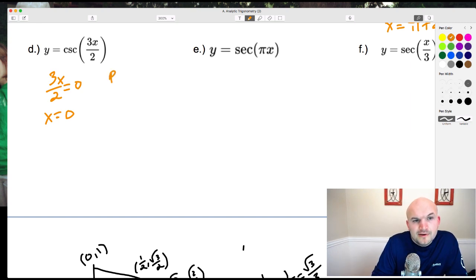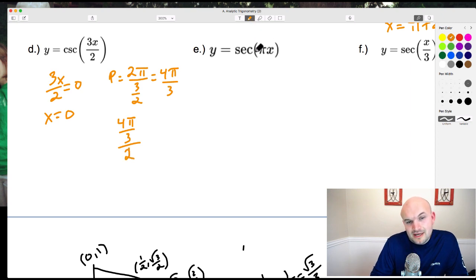So the period is 2 pi divided by b, which in this case, b is 3/2. When you multiply by the reciprocal, you get 4 pi thirds. Now, if we take 4 pi over 3 divided by 2, that's really like multiplying by the reciprocal, you get 4 pi over 6, which equals 2 pi thirds.